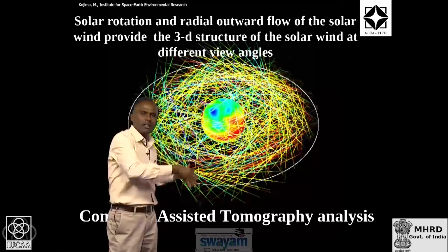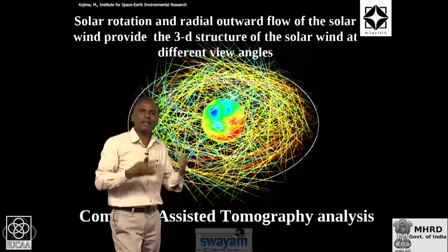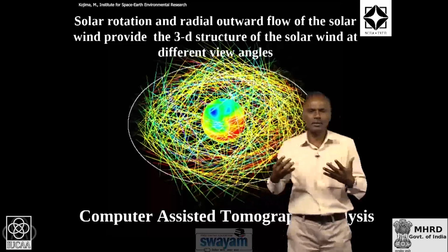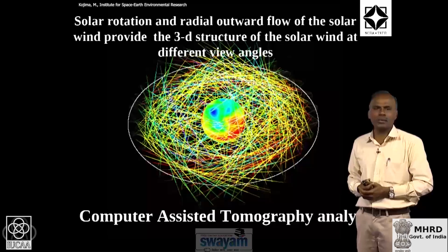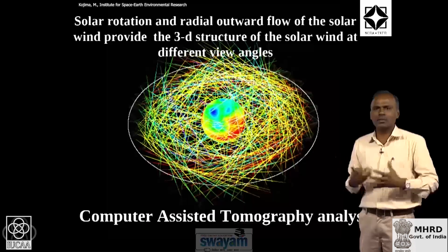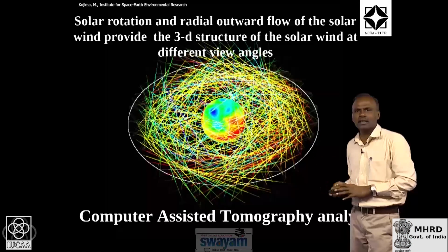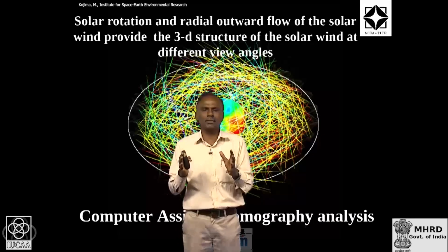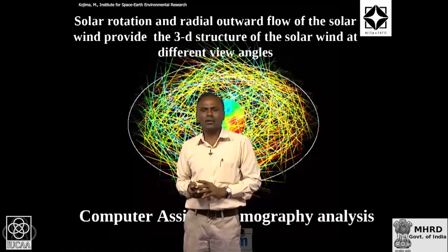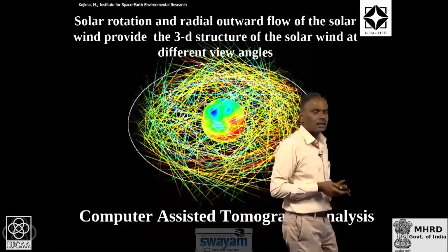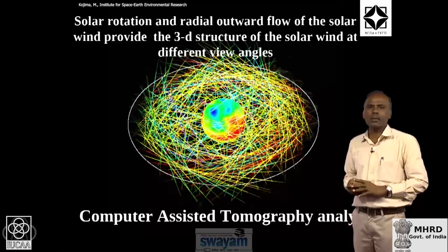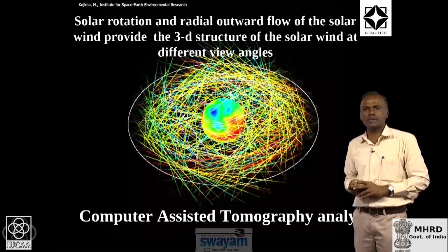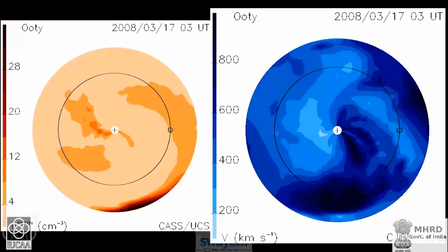So since we have a large number of cuts in the heliosphere, we can do a computer assisted tomography to understand the three-dimensional heliosphere also. It's a typical tomographic analysis. The tomography for interplanetary scintillation observation, UCSD, University of California at San Diego, they developed a tomography software. We used that software to reconstruct the three-dimensional heliosphere using IPS observations from Ooty.